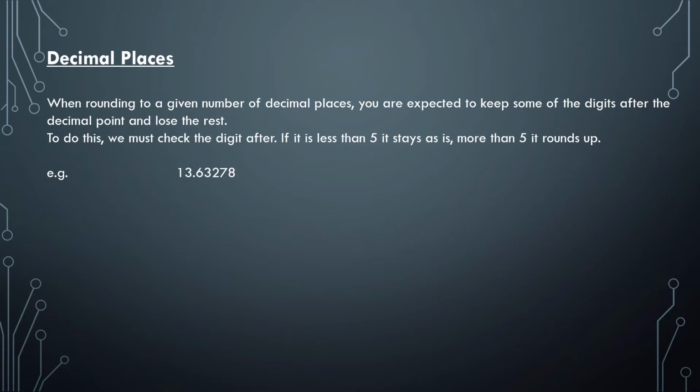So, for example, if we look at 13.63278 and we want to round it to one decimal place, what we're saying there is we want to keep one number after the decimal point. So the first number after the decimal point is a 6. So we want to ditch the rest of that stuff there in red, that 3278. So we're going to check if the digit after the 6, in this case 3, is 5 or above. It's not 5 or above, so the 6 gets to stay. So my answer to one decimal place is 13.6.